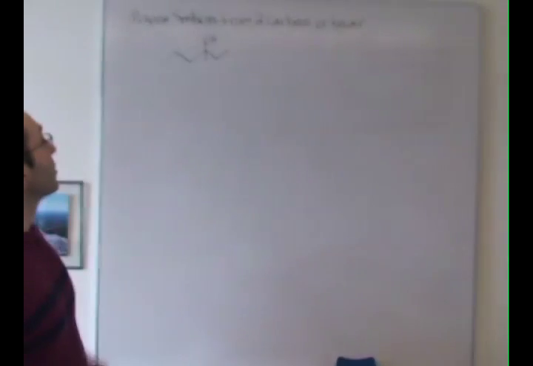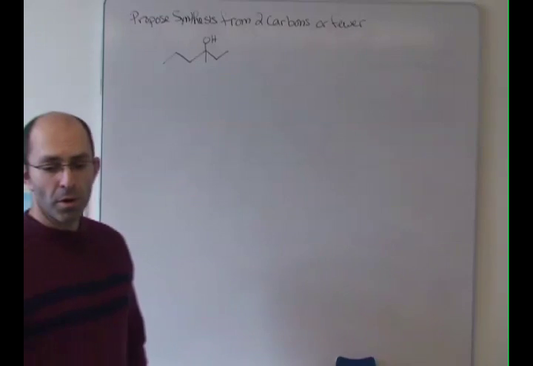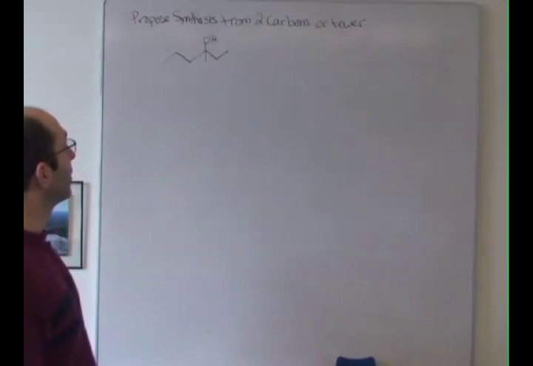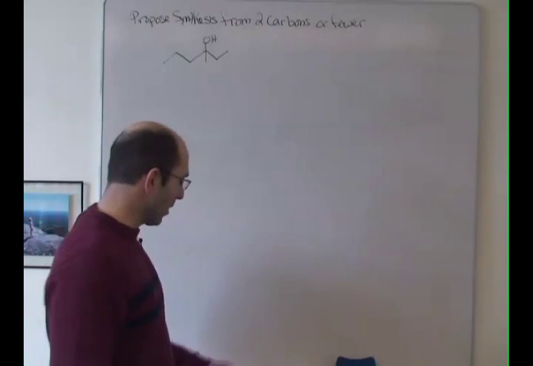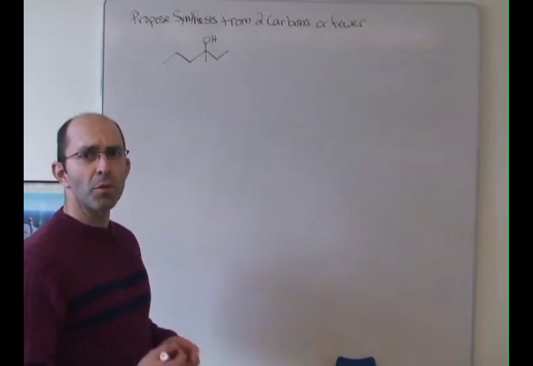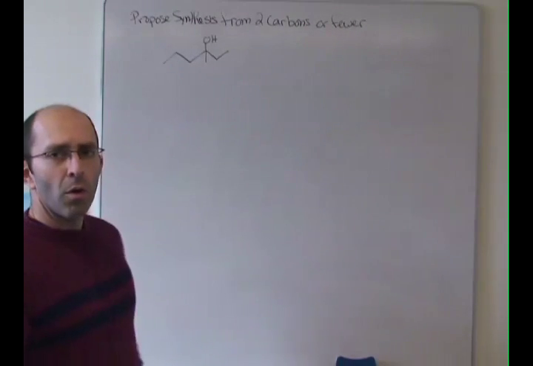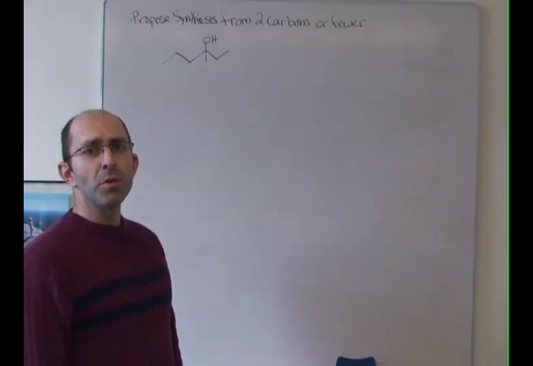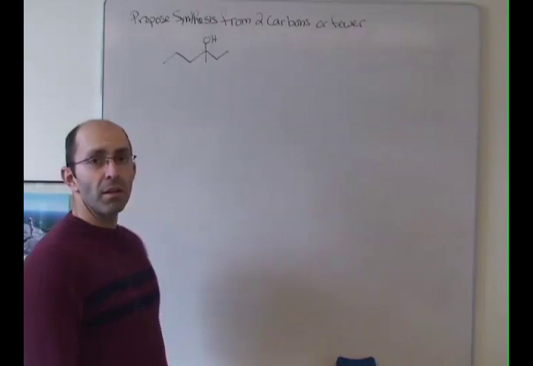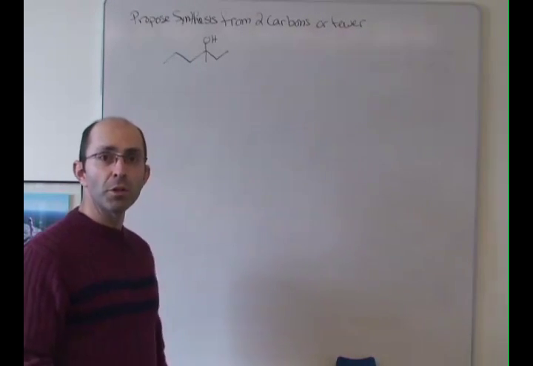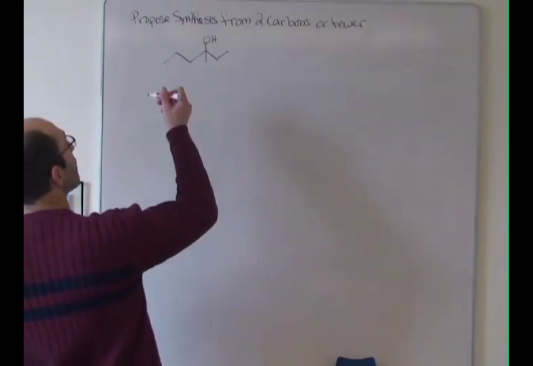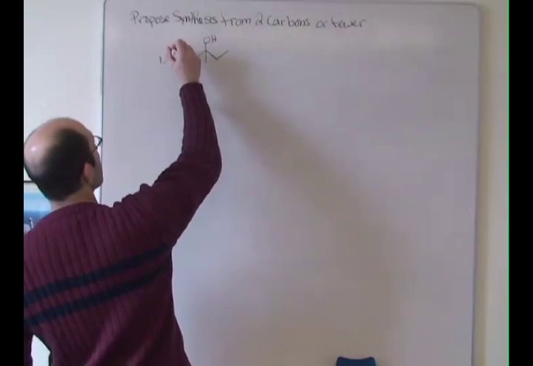It's make this compound from 2 carbons or fewer. And it's pretty complicated because we have a lot of carbons, and we can only start with 2 carbons or fewer. So remember what our strategy is when we're doing these problems. First thing, number everything out so we can make sure it's clear where all the carbons are so that we don't add one or lose one.